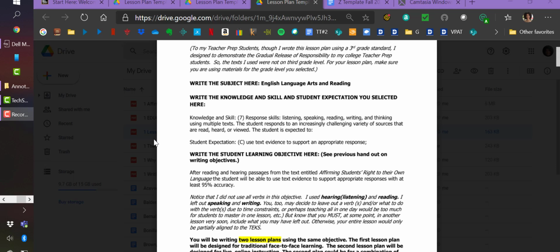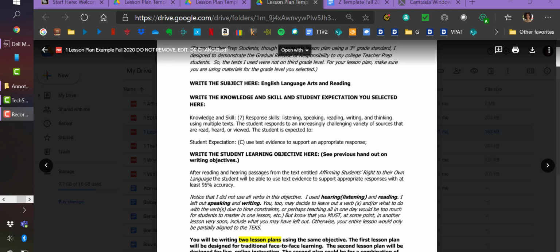And then we chose our TEKS. And I asked you to choose one of the knowledge and skills. That's the statement with the number in front. And one associated student expectation. That's going to be a statement with a letter in front. So for mine, I chose 7C. And notice I didn't just write 7C. I wrote knowledge and skill, and then I actually copied and pasted that knowledge and skill directly from the TEKS. And then for student expectation, I wrote that too. And I copied and pasted letter C directly from the TEKS.